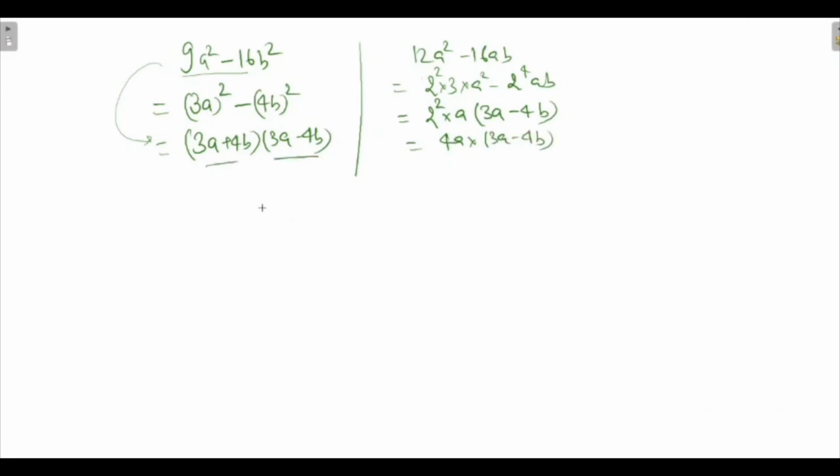Can you see that 3a minus 4b is common in both of them? What is the HCF? So to get to the HCF, first it has to be factorized. Wherever we were trying to do HCF, you would remember that we were trying to factorize it. So this is what we did, and now we got the expression.